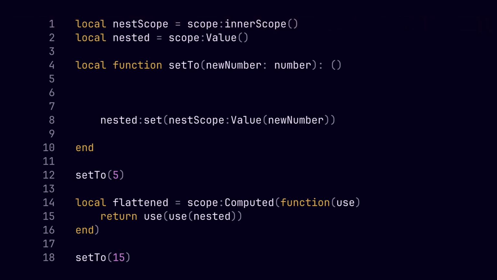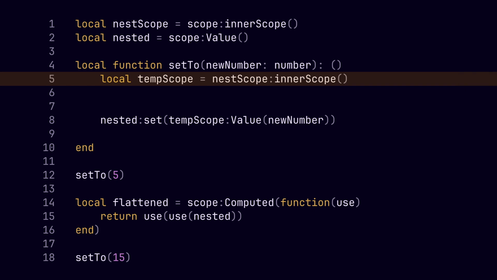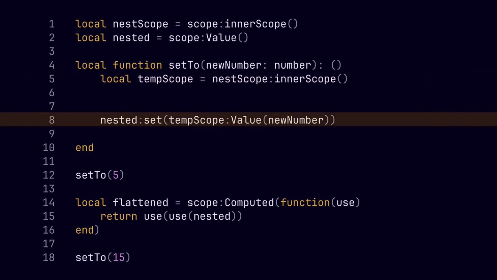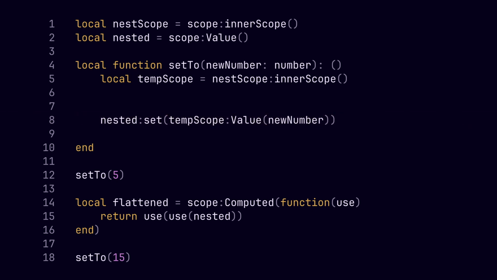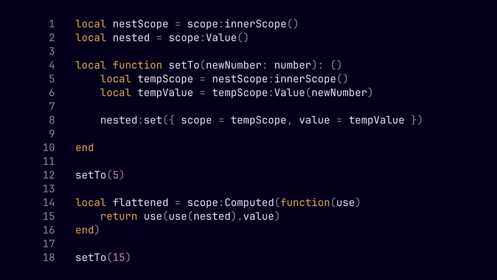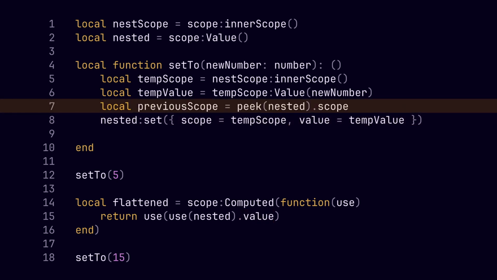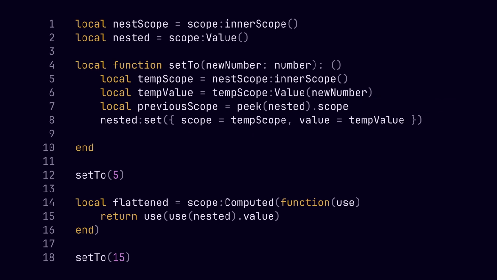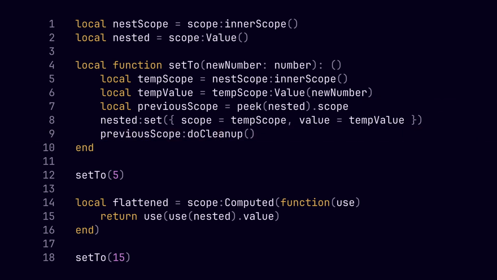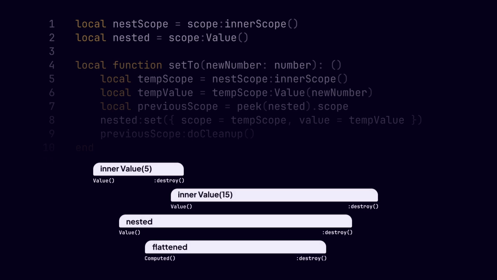So to create our temporary scope, we call inner scope on that existing permanent scope. In the temporary scope, we create our temporary value object. Instead of just storing the innermost value object, we'll store both the value object and the temporary scope. Finally, just before overwriting the value, we'll read out the previous temporary scope and finish the function by destroying that previous scope just before we return. With that, we have a complete implementation of our object swapping code that's 100% absent of memory errors.